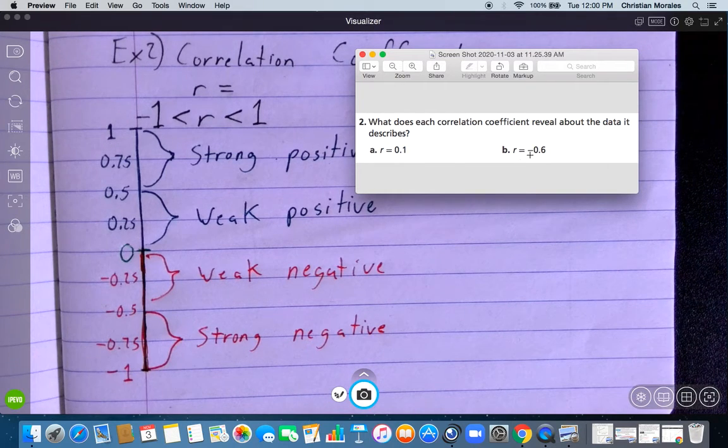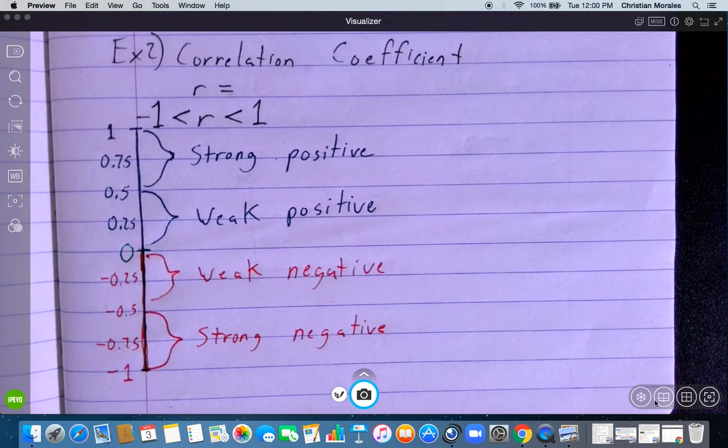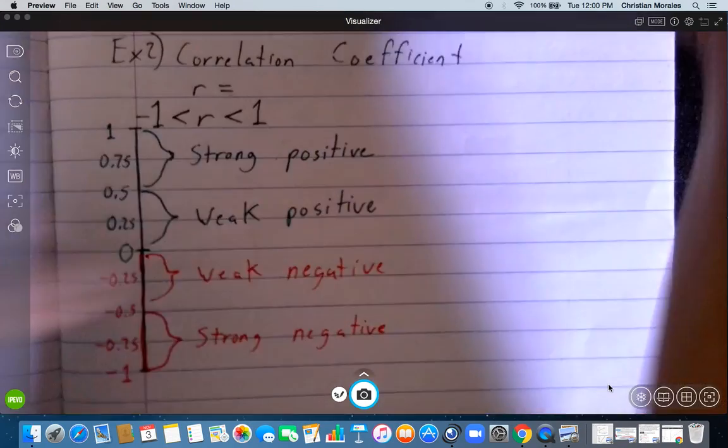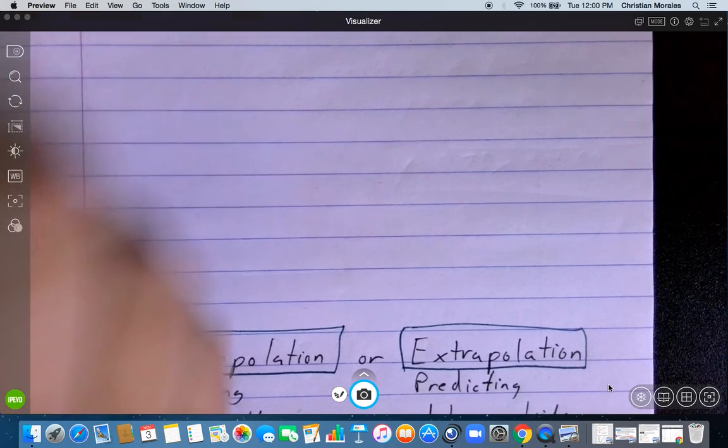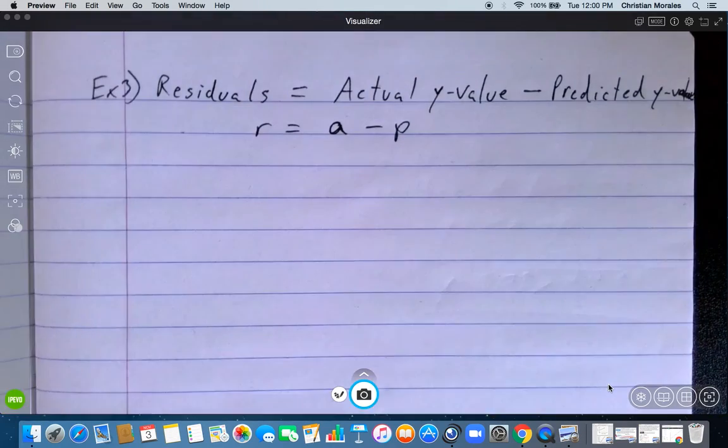If you get something like this, negative 0.6, that would be over here. And I would say that's moderate to strong negative correlation, but I would side on strong over weak. And yeah, that's example number 2. All right, so let's move on to example number 3. All right, example number 3, residuals.